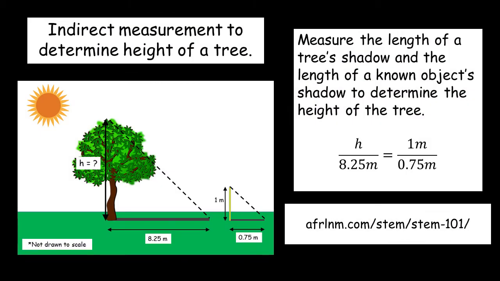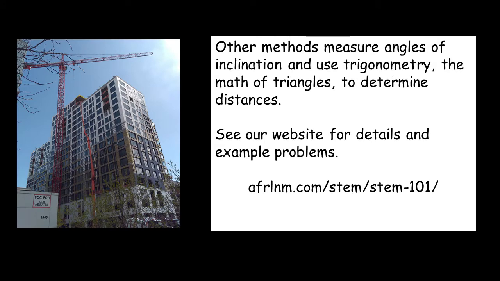In this example, to find the height of a tree, we measure its shadow and the shadow of a known object. For details of the shadow method and other methods, use the link to go to our website. Give one of these methods a try on a tree, building, or mountain near you.